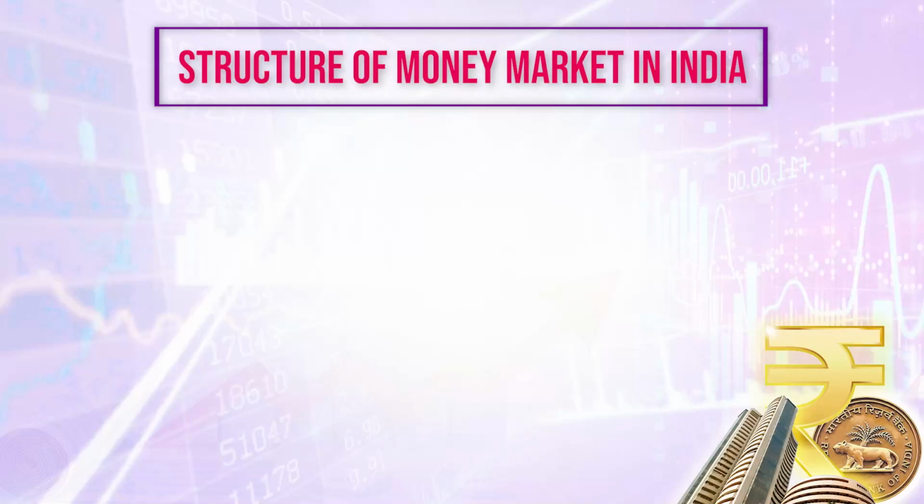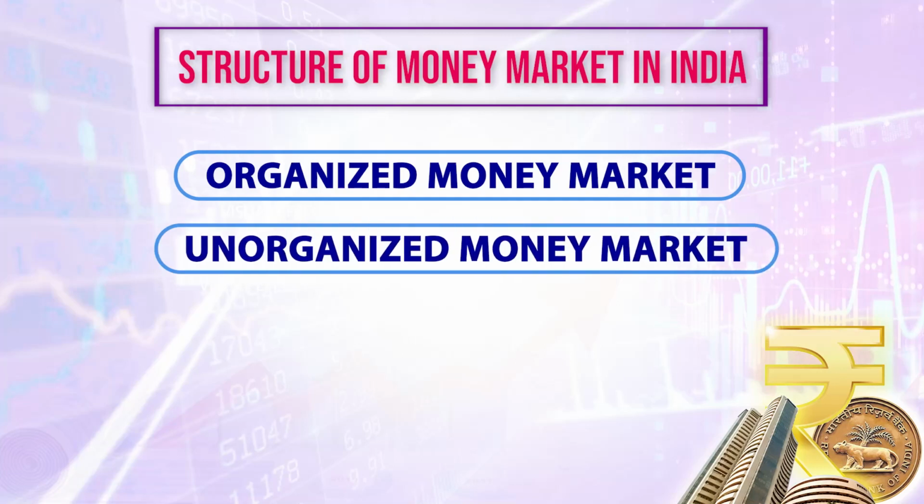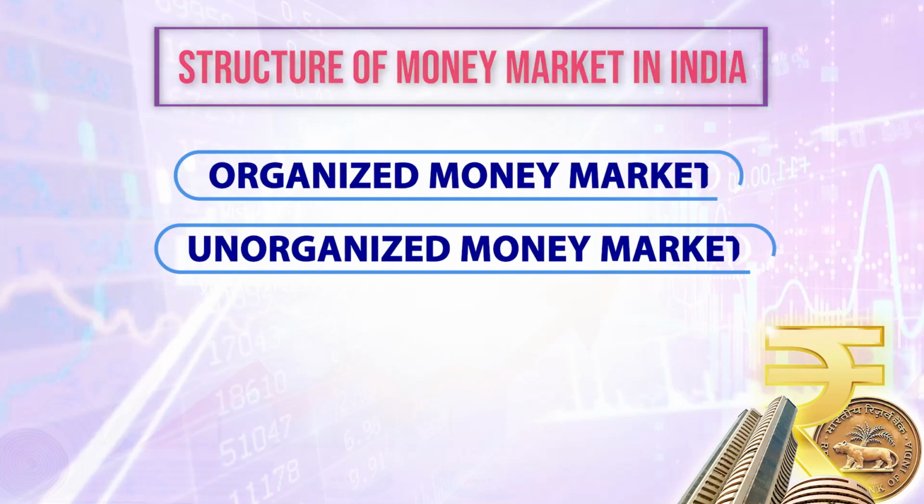Now, if we go through the structure of the money market in India, then we can understand that this money market is composed of two important segments. One is the organized segment and the second one is the unorganized segment. Obviously, the organized segment functions according to some specific rules and regulations in the market, and that is controlled by RBI. In case of the unorganized segment, no such rules and regulations are followed.